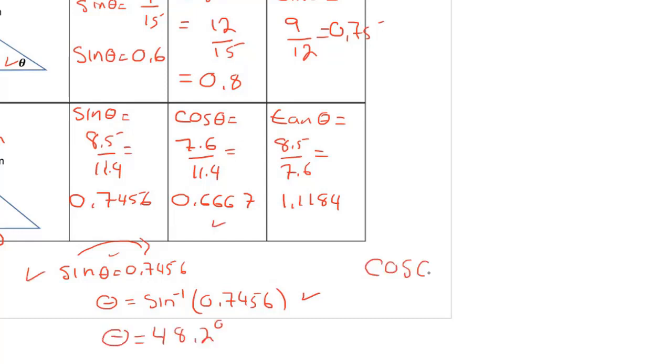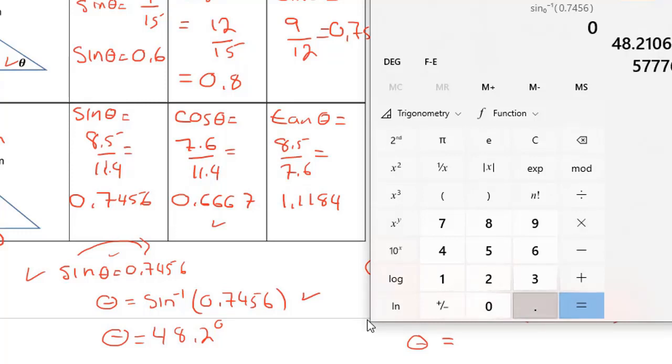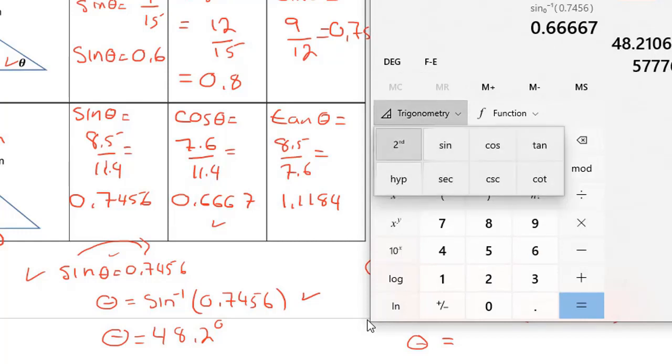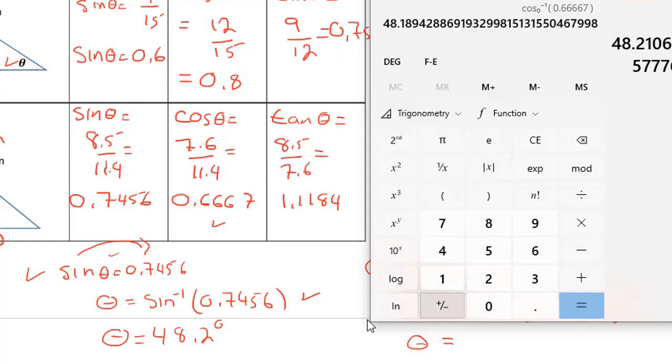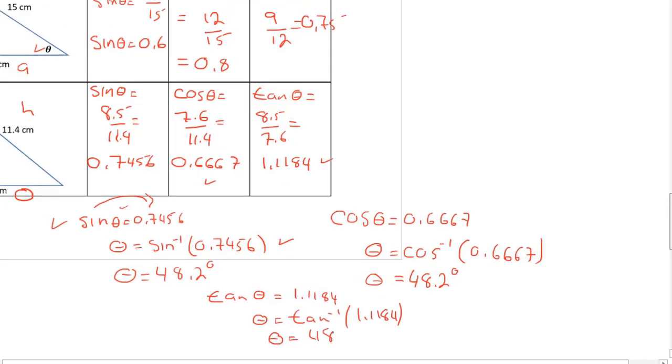From our calculations, we have cosine of theta is equal to 0.6667. So let's pull our calculator up and see what we get for cosine inverse of 0.6667. So I'm going to type in my ratio first, 0.6667. I'm going to click on the trigonometry drop-down and second function, and then cosine inverse. And I end up getting 48.189. So rounded to one decimal place, I get 48.2 degrees.